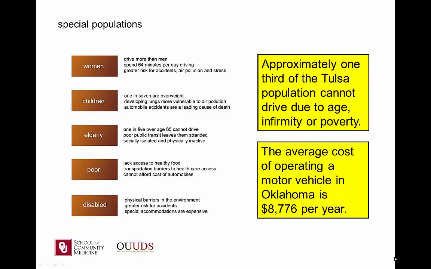Lastly, it's worth mentioning that not all members of society are affected equally by these issues. Women drive more than men, spending more than an hour a day behind the wheel, putting them at greater risk for accidents, air pollution, and stress. They often spend their time transporting children and elders who are among the 1/3 of the population that cannot drive due to age or infirmity. The poor and disabled are other groups that face transportation barriers that reduce their access to healthy food, recreational activities, and health care.